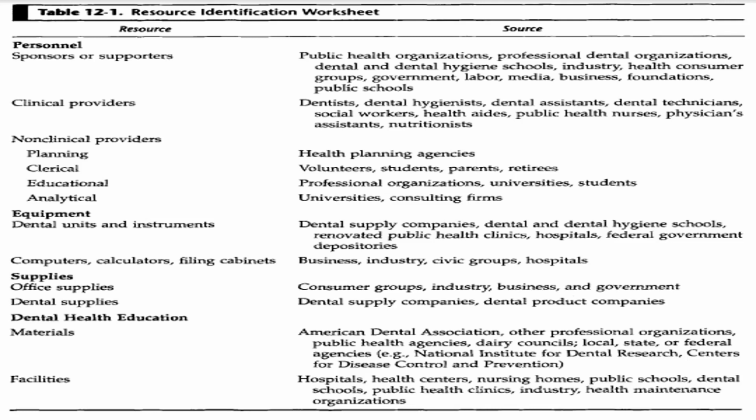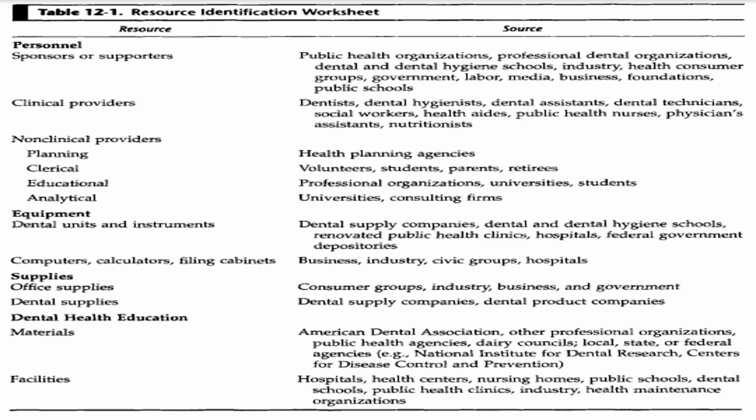In the personnel, like sponsors or supporters, are the clinical providers. The sources where we can identify the resources are public health organizations, professional dental organizations, dental or dental hygiene schools, industry, health consumer groups, government, labor, media, business, and foundations, public schools, or clinical providers like dentists, dental hygienists, dental assistants, physician assistants, nutritionists, social workers, health aides, public health nurses, dental technicians. These are the sources where the clinical providers or the sponsors and supporters can be identified.